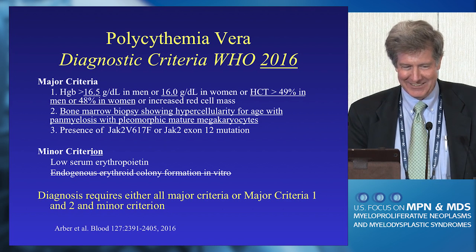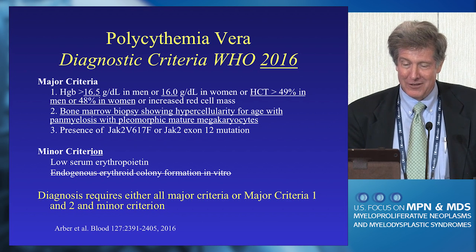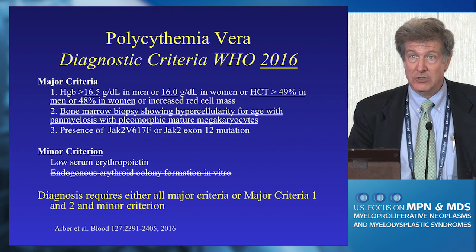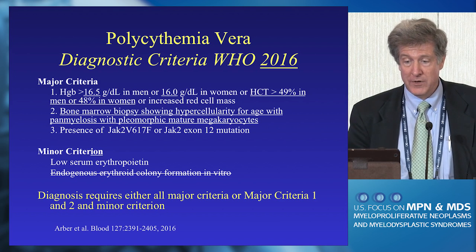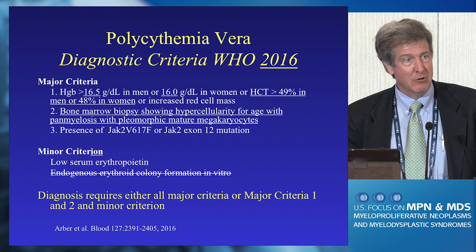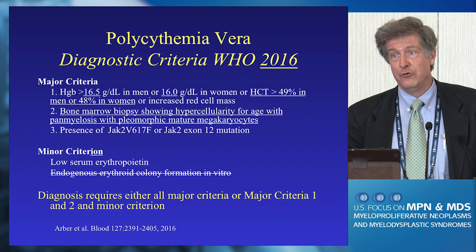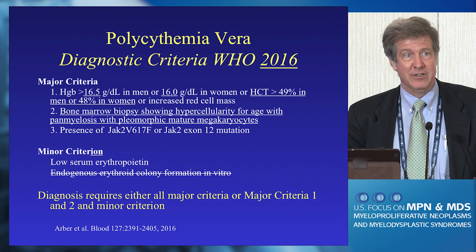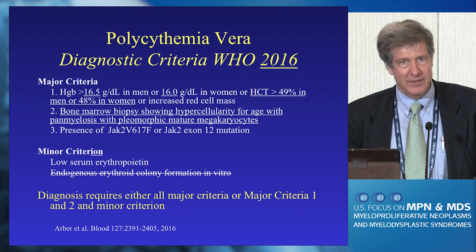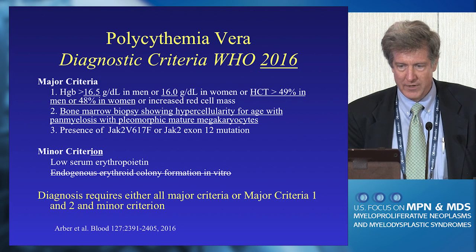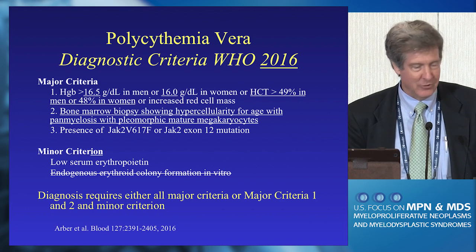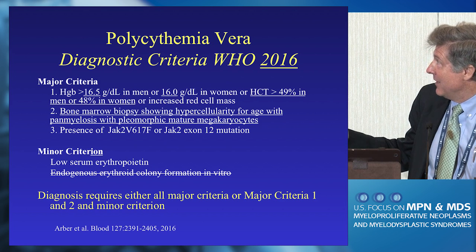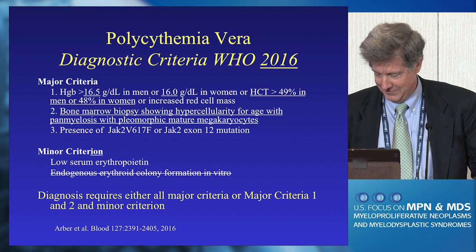So I think the thing that really prompted moving the bone marrow morphology to the major criteria is that as you move the hemoglobin diagnostic criteria closer to the normal range, you need to have an additional test to be able to differentiate that from a reactive erythrocytosis. And I will also point out for the purposes of the questions later that the major criteria was 16.5 in men and 16 for women.